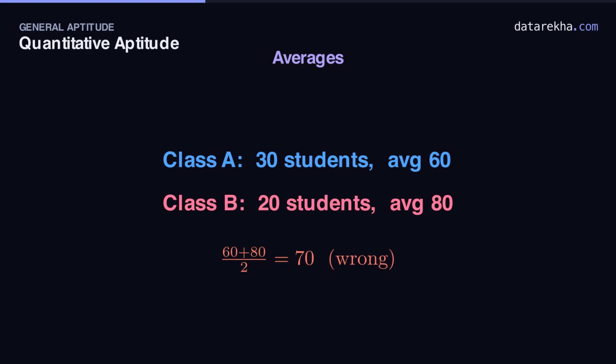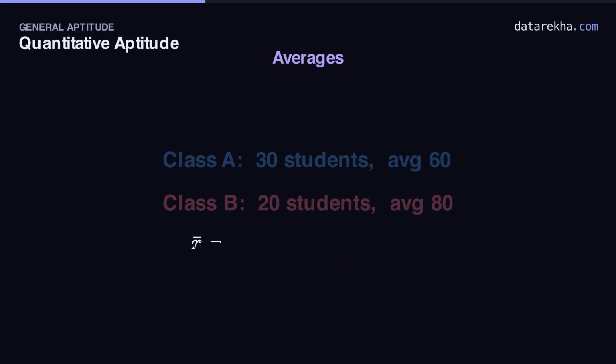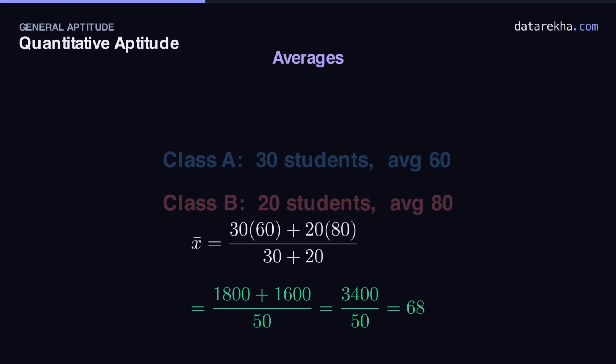The tempting answer just averages the two averages. 60 and 80 gives 70. It is wrong. Because the classes differ in size, the bigger, lower scoring class pulls the result down. The honest way is the weighted average. Total marks over total students. 1800 plus 1600 is 3400. Over 50 students is 68. Closer to 60, just as intuition demanded.